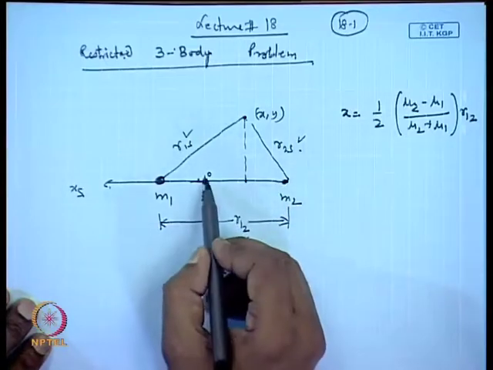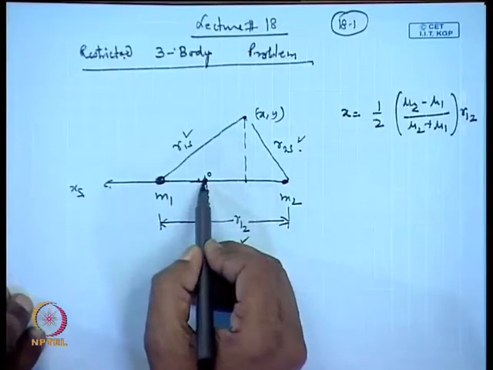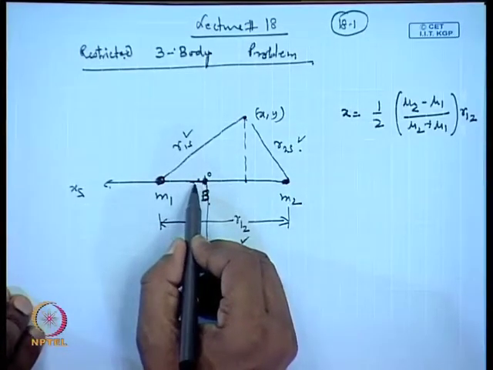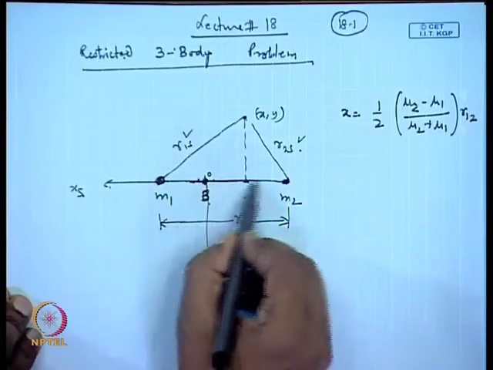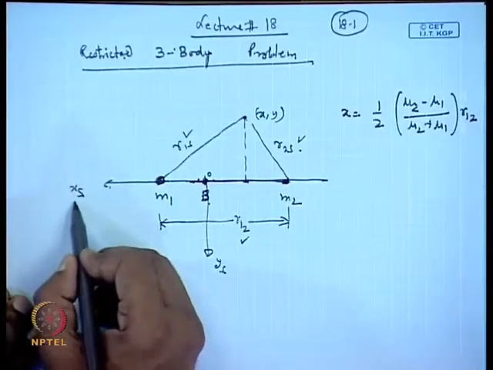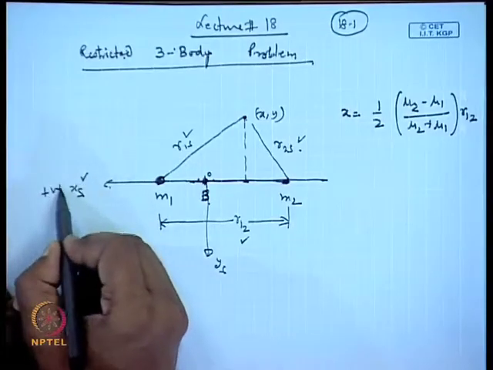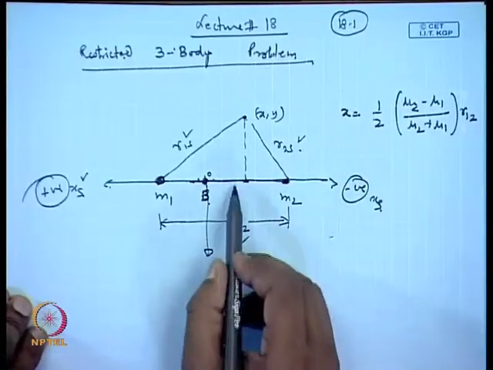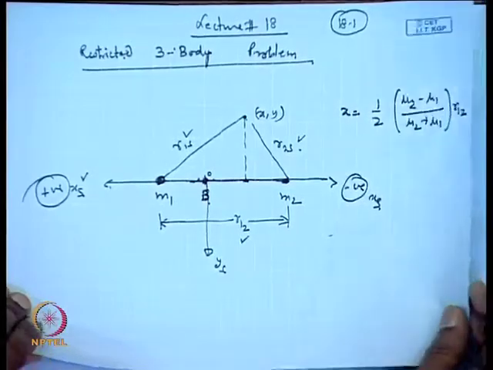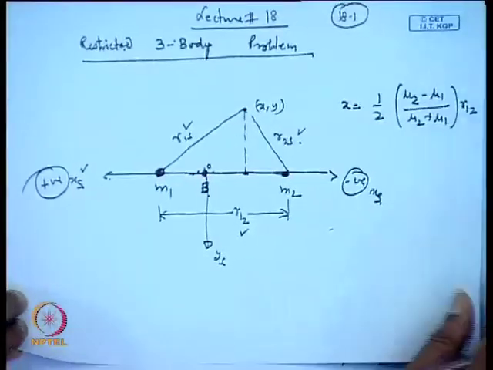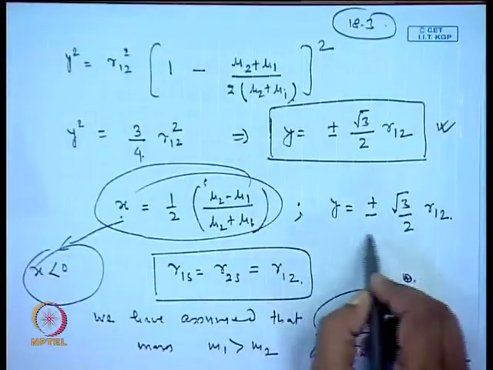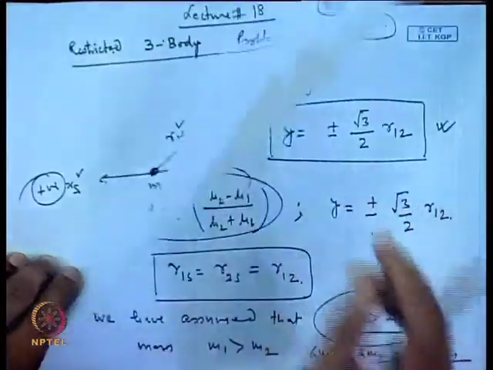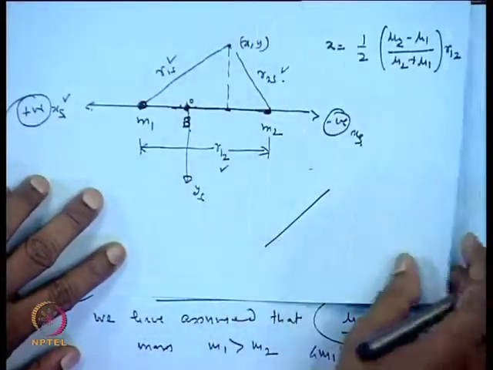Okay. So, x is coming out to be negative, meaning if this is the smaller mass and this is the bigger mass, x is going to lie in this place, because on this side we have negative x, and on this side it is positive. And y is both positive and negative according to the solution that we have got, plus minus root 3 by 2 r 1 2. So, we can see directly from the figure here.